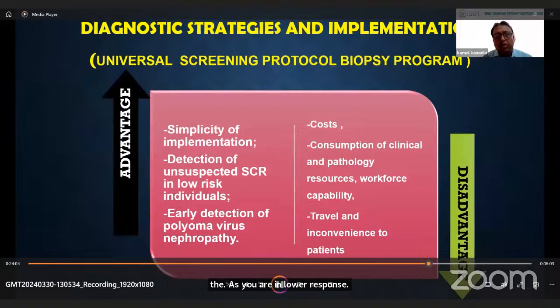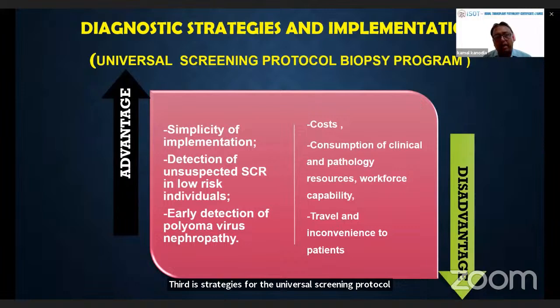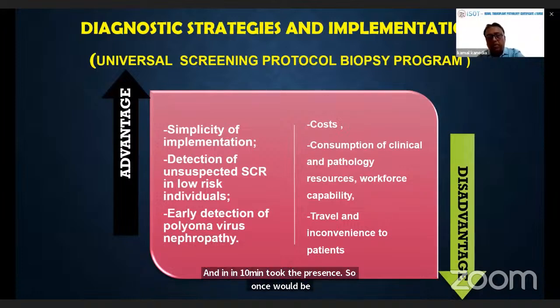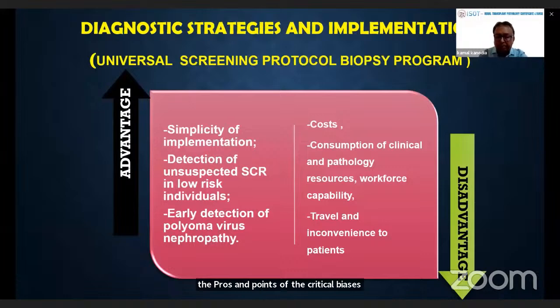Third is the strategy of a universal screening protocol biopsy program. The advantages of this program are simplicity of implementation, detection of unsuspected SCR in low-risk individuals, and early detection of polyomavirus nephropathy. The disadvantages are cost, consumption of clinical and pathology resources, workforce capability, and travel and inconvenience to patients. So one should weigh the pros and cons of protocol biopsies before starting a protocol program.